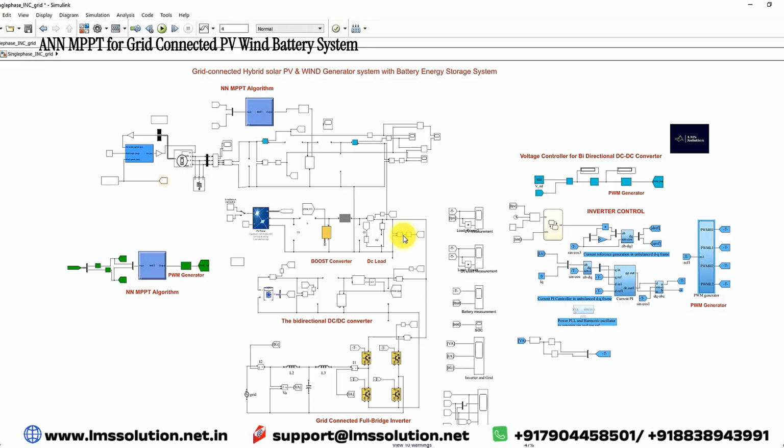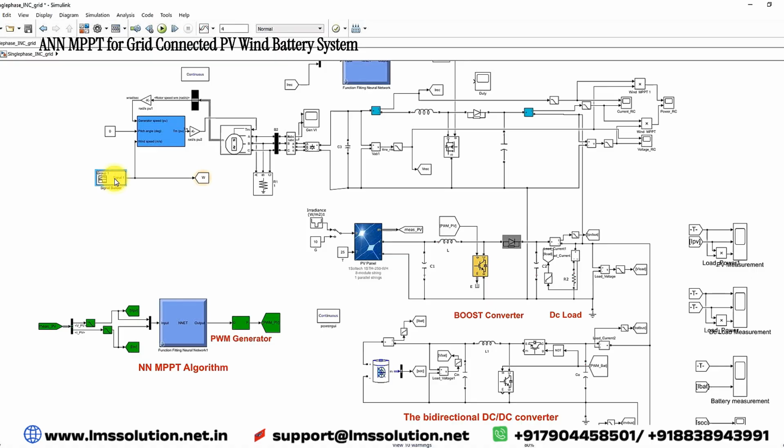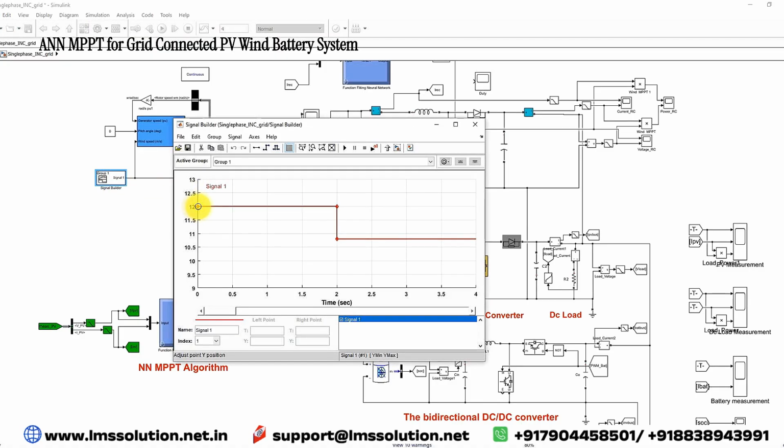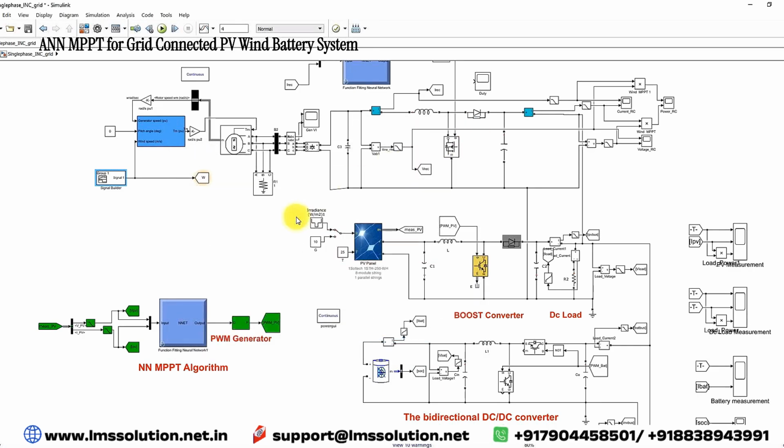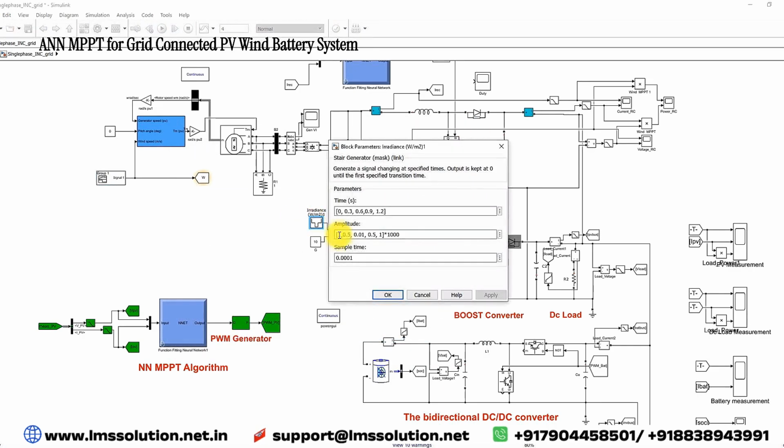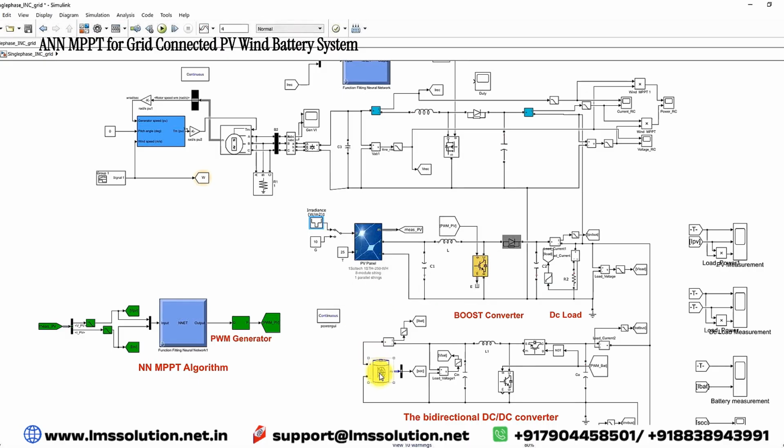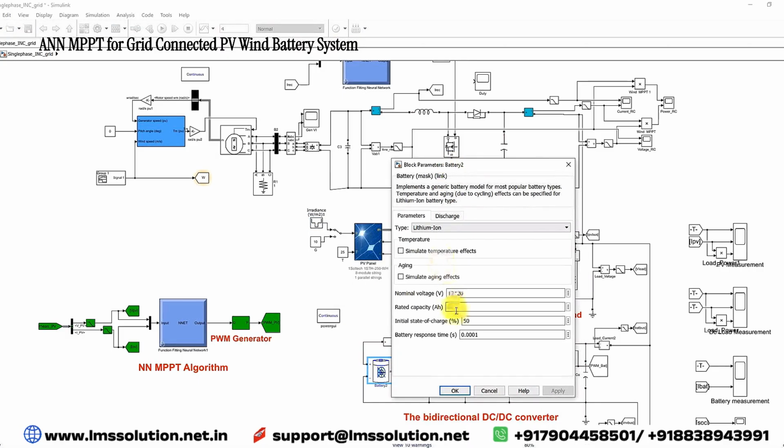So next you have to test the model. Here we are providing a wind speed that is initially around 12 meters per second up to 2 seconds. After 2 seconds, the wind speed changes to 10.8 meters per second. And then we are fixing the irradiation. Every 0.3 seconds, the irradiation changes from 1000 to 500, 500 to 10, 10 to 500, and then 1000. And here we are fixing the initial SOC to 50 percent.